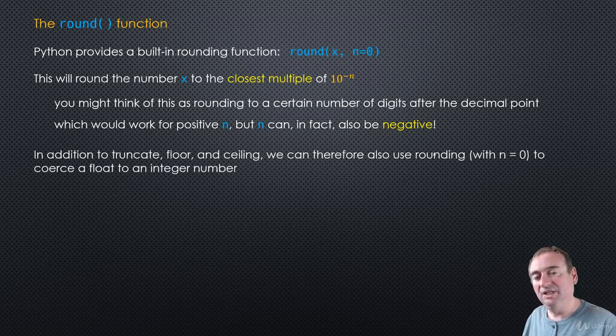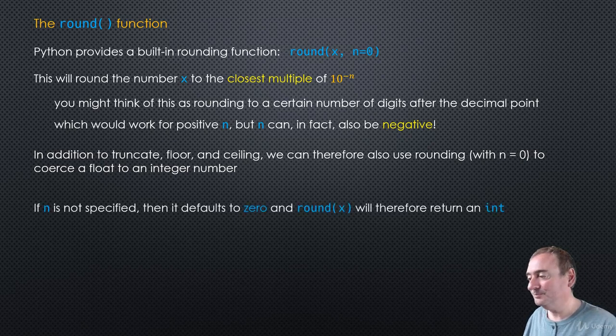So the round function is the last way that we looked at of coercing floats to integers. So remember, we had truncation, we had ceiling, we have floor, and now we also have round. And so we can use any of those methods to coerce a floating point number or a non-integer number to an integer number, an integral number.